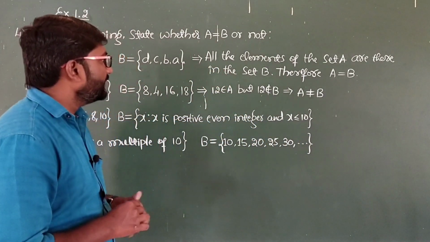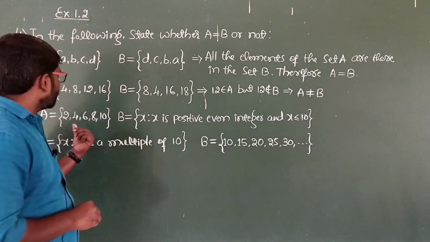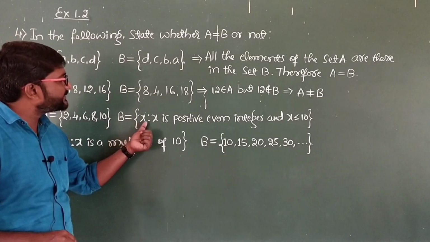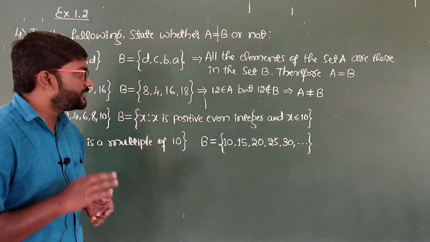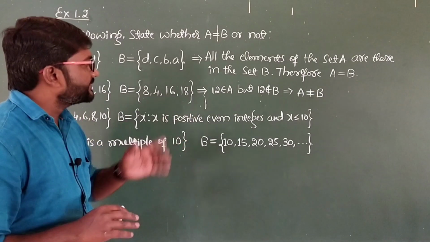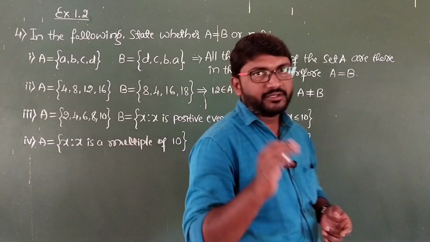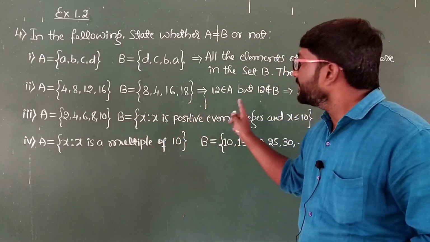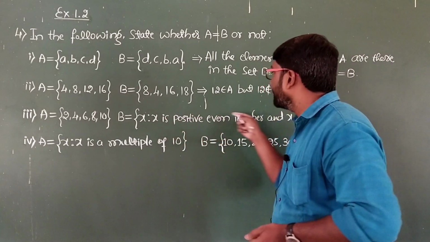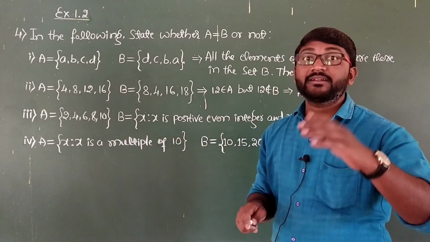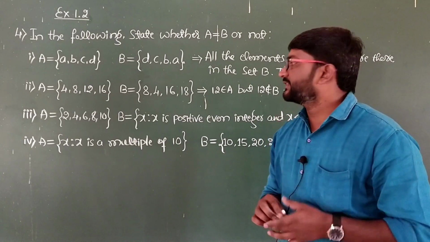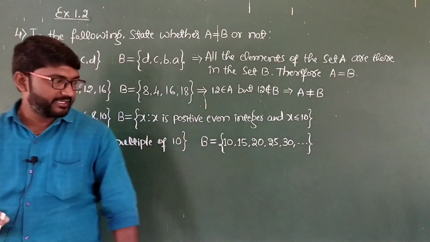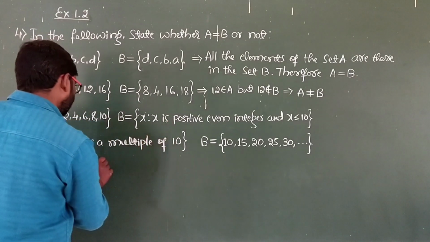So let us move on to the Roman number 3. A which is equal to {2, 4, 6, 8, 10} and B is equal to {X such that X is a positive even integer and X less than or equal to 10}. So here the set A is there in the roster form and the set B is there in the set builder form. First we have to write this in the roster form and then compare the elements of both the sets. So here the answer for the Roman number 3 I'll write here since we don't have much space there.